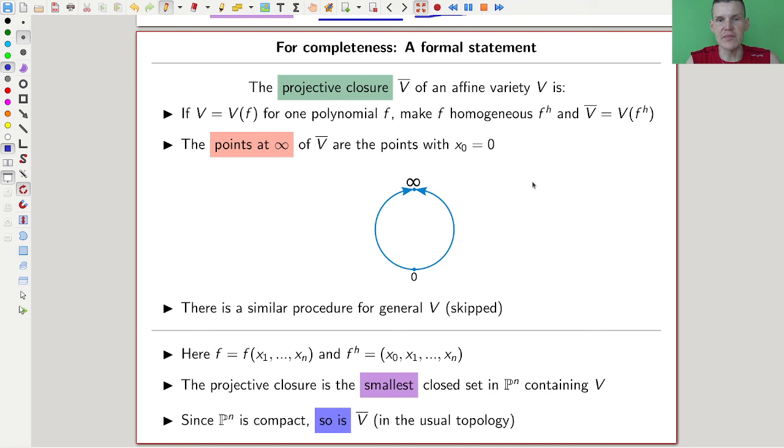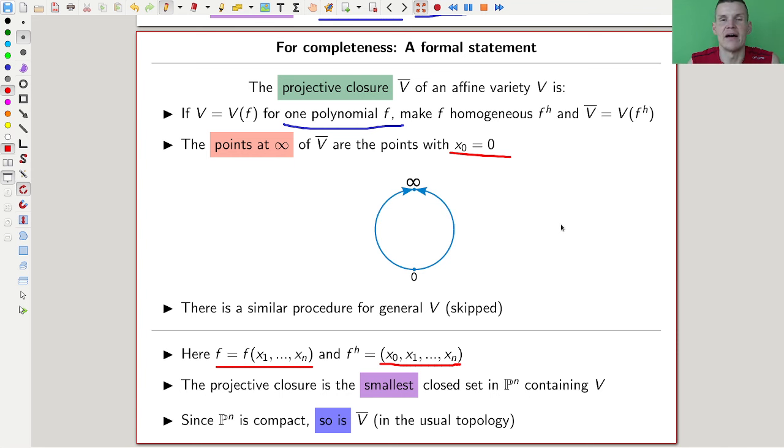So the projective closure V bar of an affine variety. And I just stated it for an affine variety generated by one polynomial. Something similar works if you have more polynomials. But anyway, if that one polynomial is just there, you just make it homogeneous. I just showed you an example of how to do it. And then the variety associated to it is this projective variety in the new coordinates. So f is a polynomial with one more variable, x0, and this one was just a regular one, and the points at x0 equals infinity, so x0 equals 0, are those additional points at infinity.